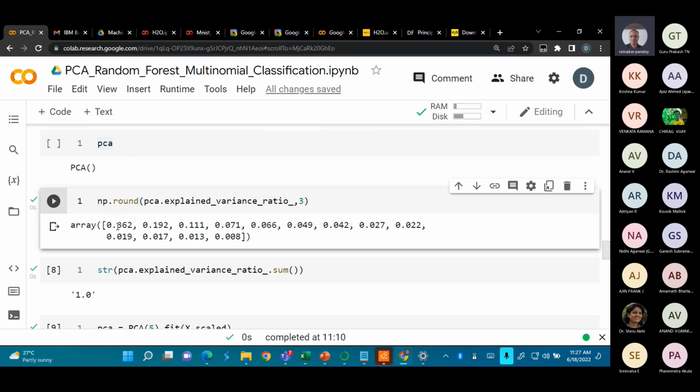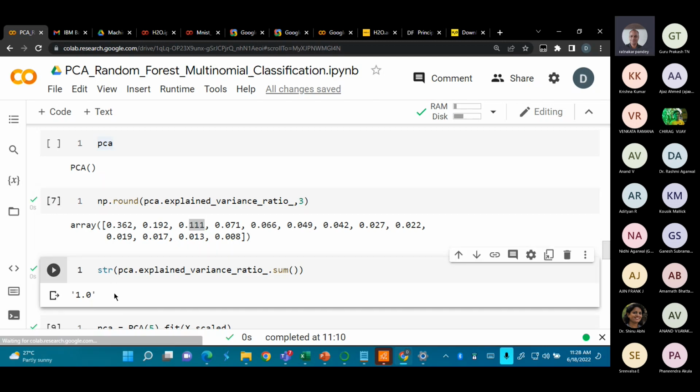So I'll just tell you. This says that your component number 1 has 36.2% of your original data's explaining power. 36.2% of your original data's explaining power is being captured by principal component 1. 19.2% is being captured by your second component, right? Remember, they will always be in descending order. The third component has 11% of your original data, and so on and so forth. If you add them all, that's 100% of the data's explaining power, right?